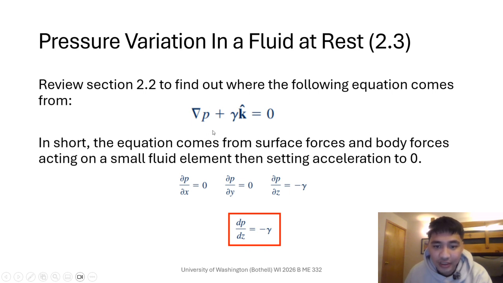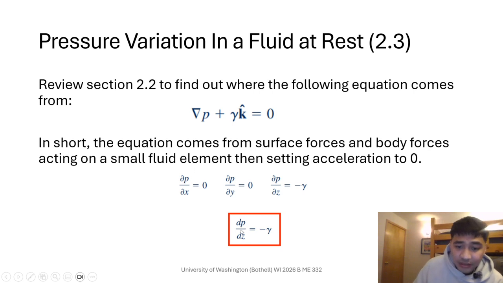Acting on a small fluid element and saying the acceleration equals 0, your x and y components are equal to 0, and in your z direction, if you take the partial derivative with respect to z, you're subtracting this term to the other side, and you're stuck with this equation here. Let's talk about what this equation means: how the pressure is changing with respect to the z direction is related to the specific weight.